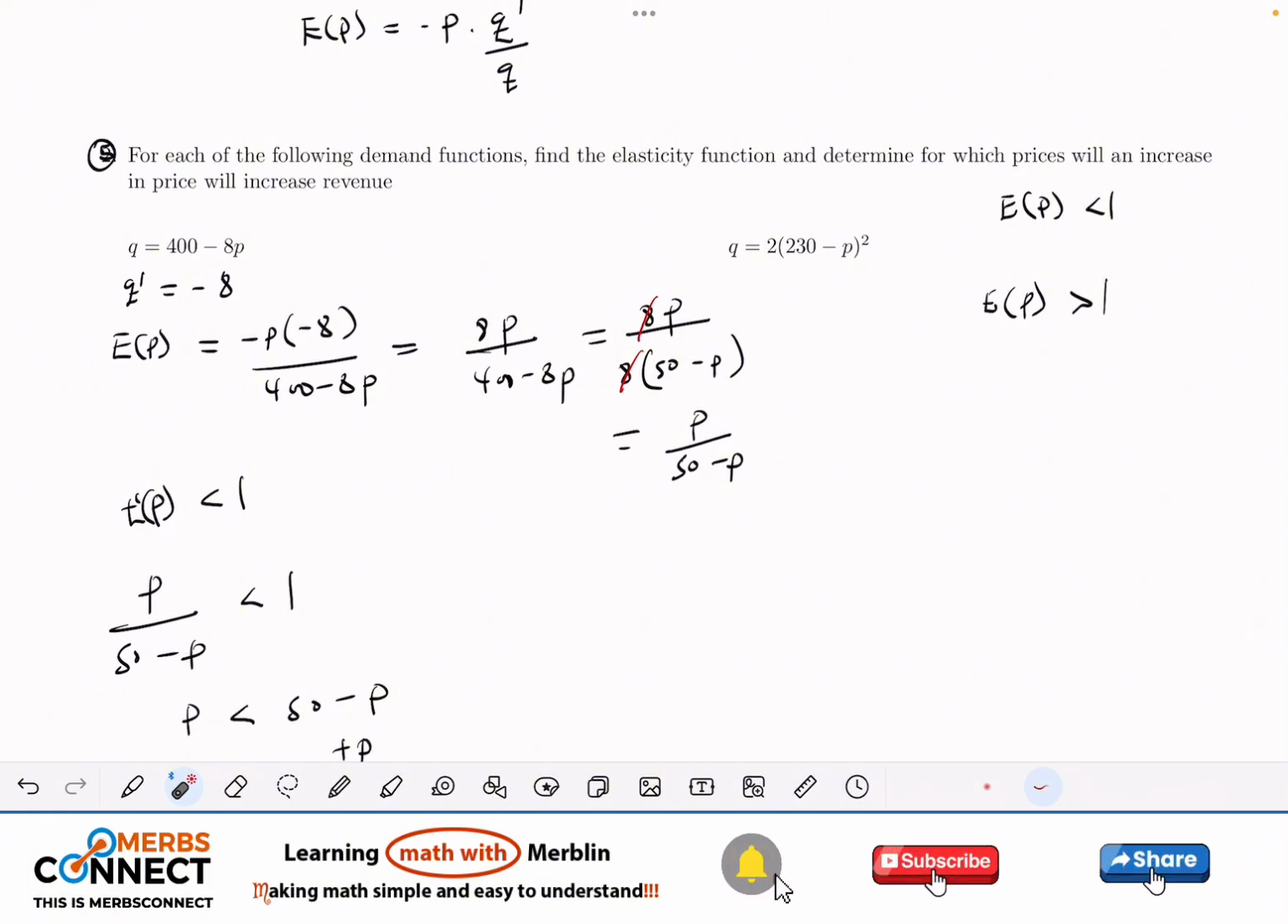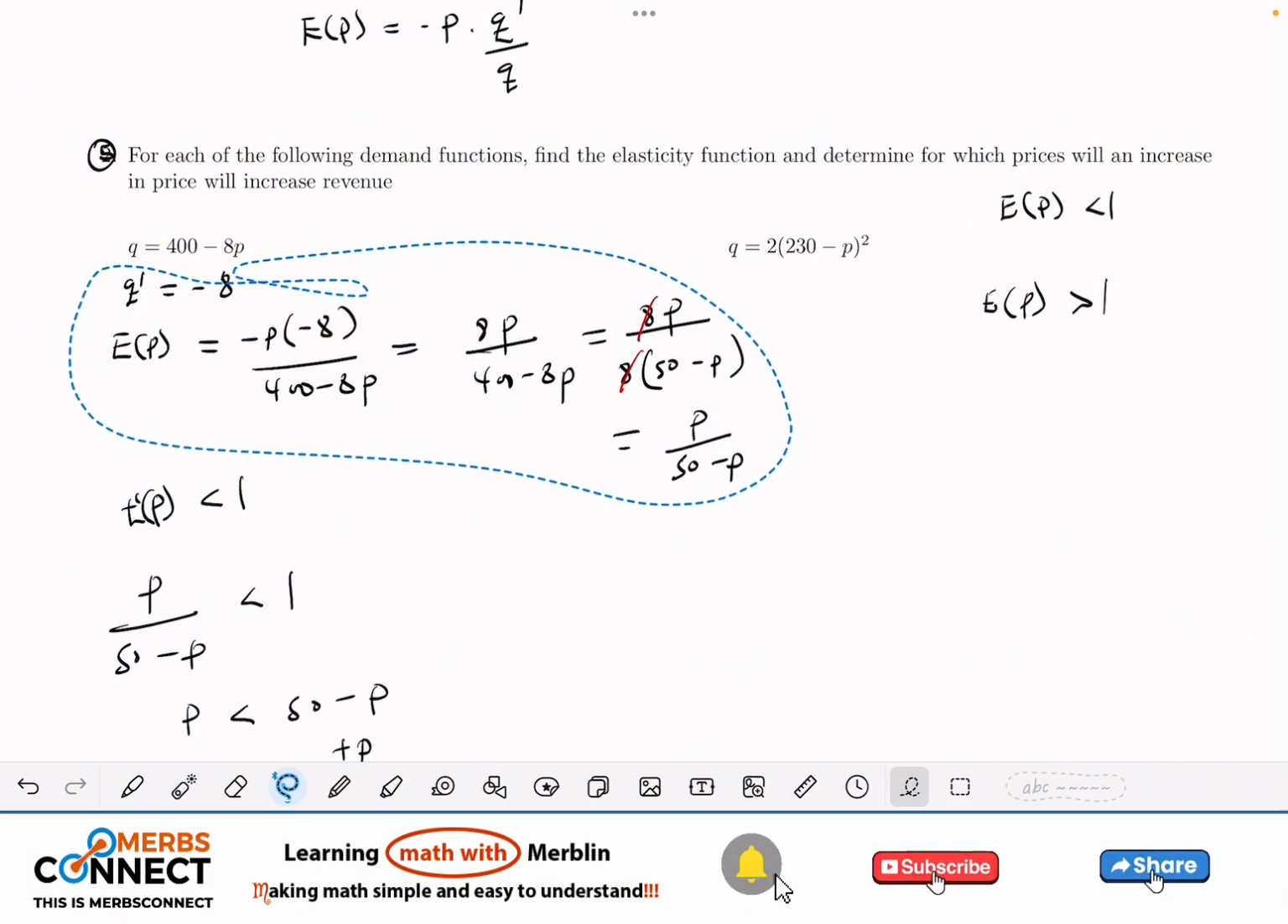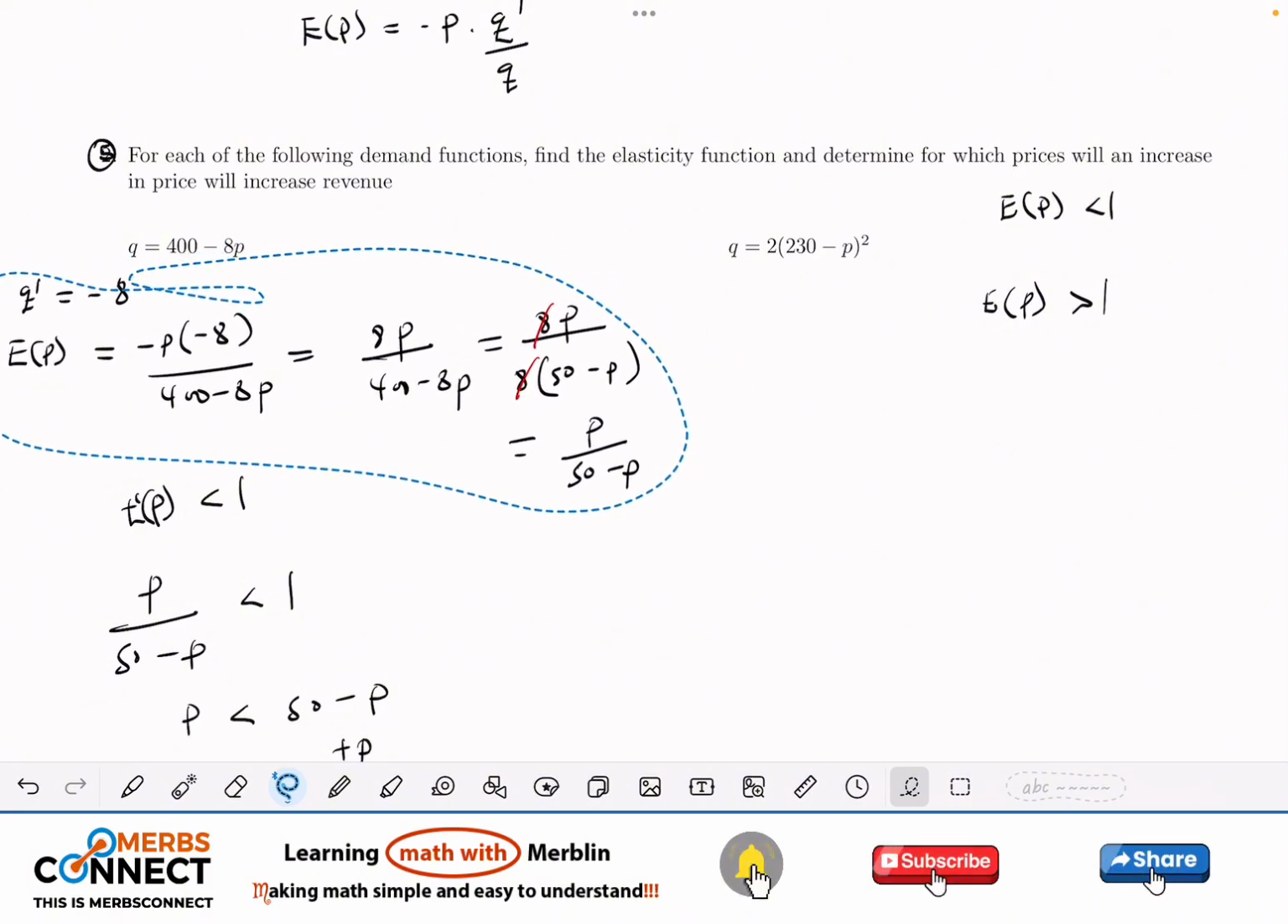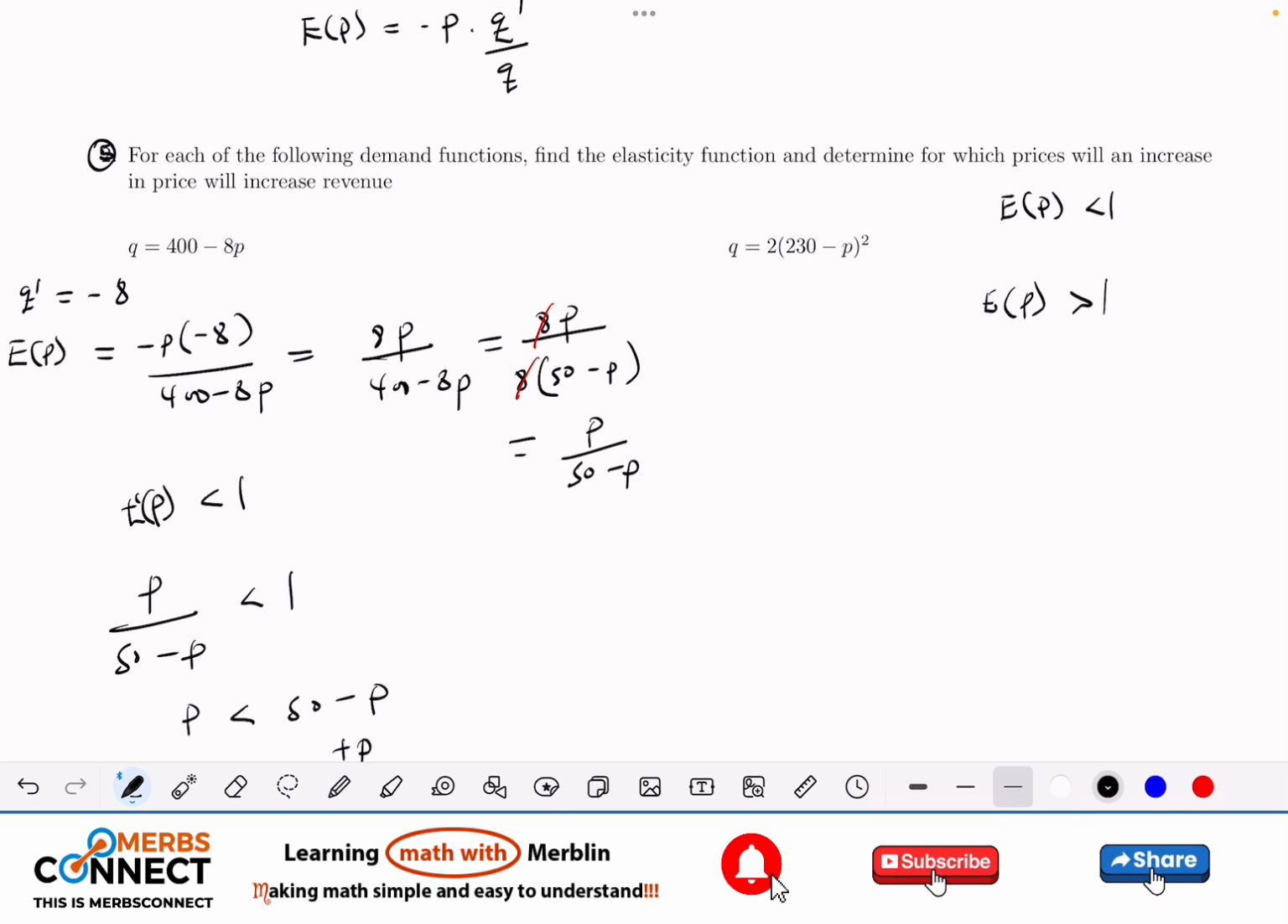Right? Now let's look at the second one. This one here. So let me shift this one small to this side. Good. So here too, all we need is Q prime. So what is Q prime? We are using the chain rule. So the 2 comes down, 2 is multiplying. So I multiply by 230 minus P, and I subtract 2 minus 1 times.